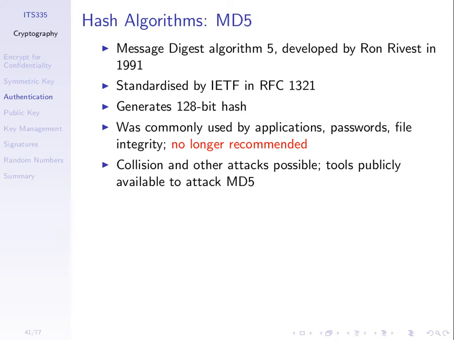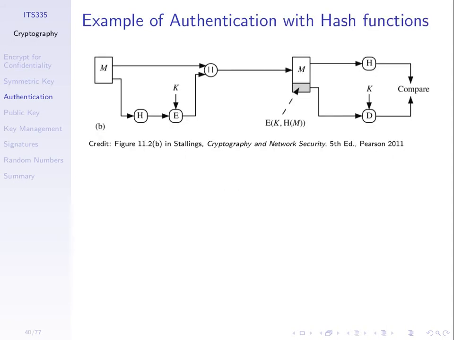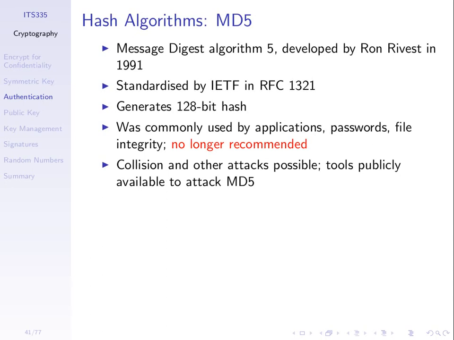We'll see another example of hash functions when we look at digital signatures. So a similar diagram to what we just saw. In this case we used a hash function combined with symmetric key encryption. So this E and D are symmetric key encryption. In fact, there are alternatives to doing this. This is just one example. There are others.